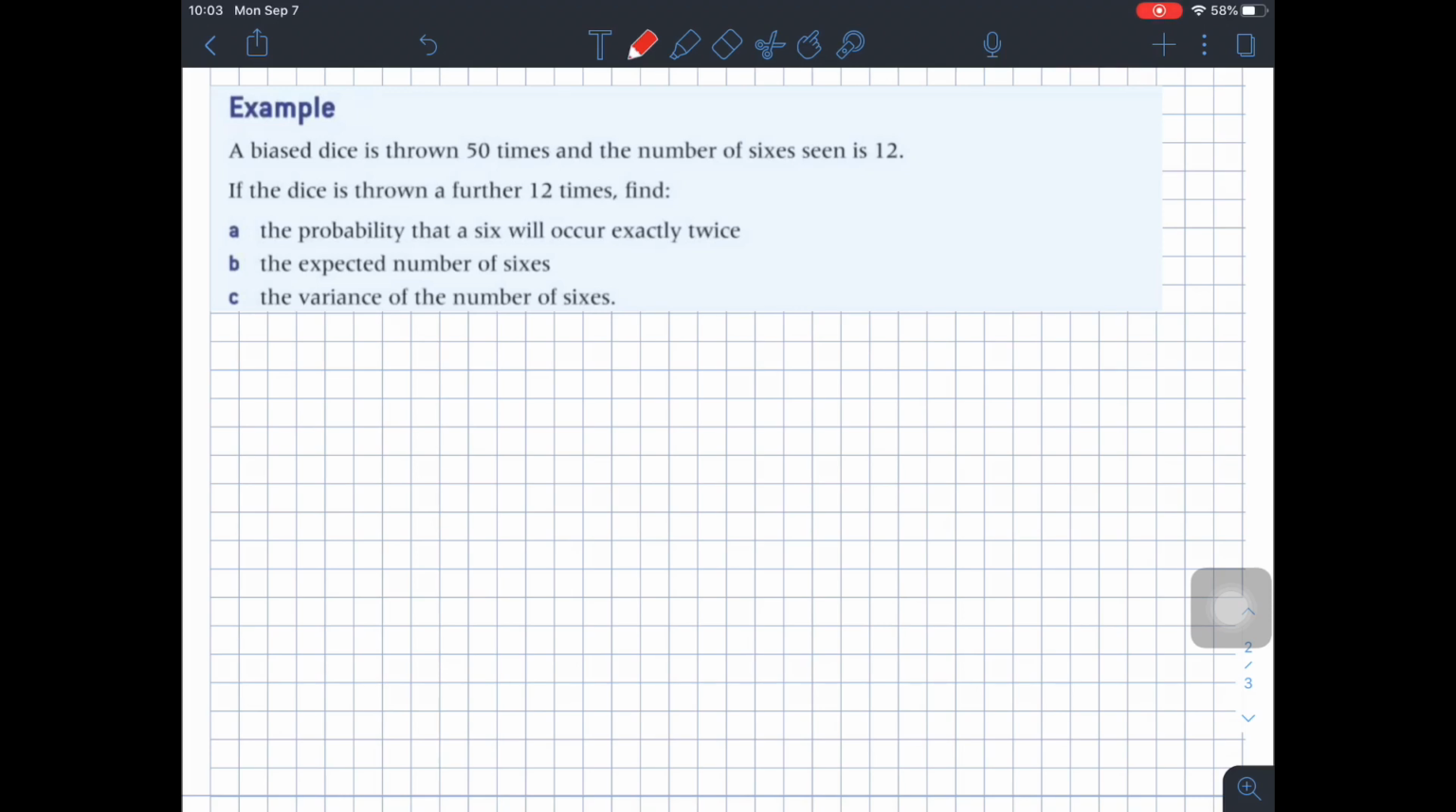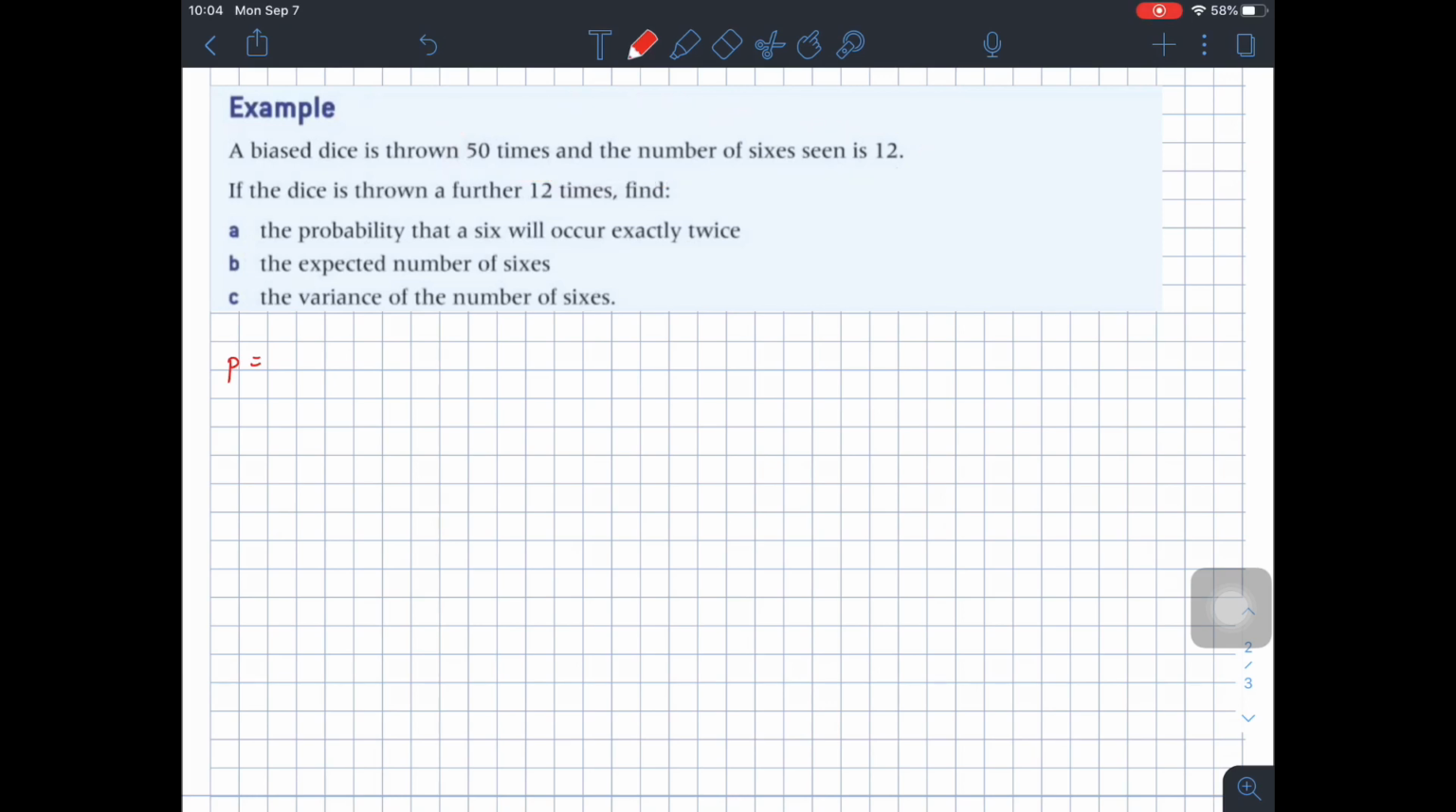Okay, so we would have to, first of all, determine our probability of success. Since the only information we have for this particular problem is that the biased dice was thrown 50 times and we got 12 sixes, then the probability of success for getting a 6 would be found just by using this information, okay? Because we don't have any other information to find the probability of success.